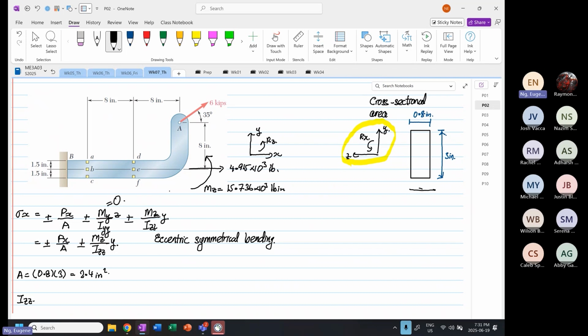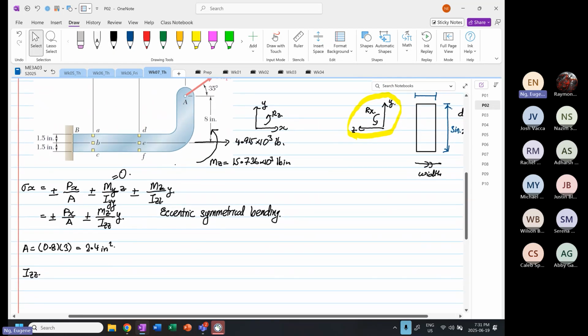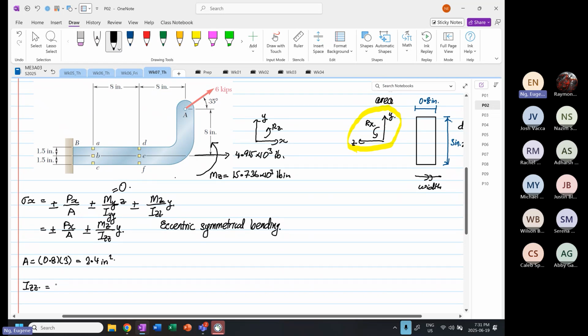Z is our axis of interest. Therefore, this is our width, and over here, this is our depth. The width is equal to 0.8. The depth is 3 cubed over 12. So 0.8 times 3 to the power 3 divided by 12 is equal to 1.8 inches to the power 4. Again, 0.8 times 3 to the power 3 divided by 12 is 1.8.